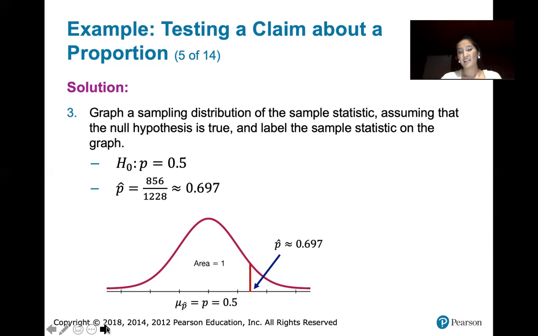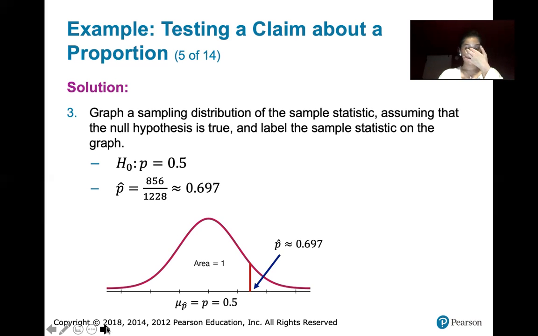But if p hat is sort of typical, given that the null hypothesis is true, then we can't reject the null. We fail to reject the null. We don't have enough evidence to reject it, but we have to leave the possibility there that the null could be true. So we've got our sampling distribution of the sample statistic, and the question is whether p hat is significantly high given that p is equal to this value and we have a sample size of 1,228.